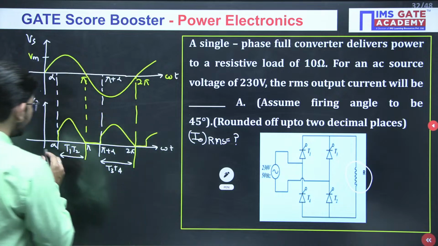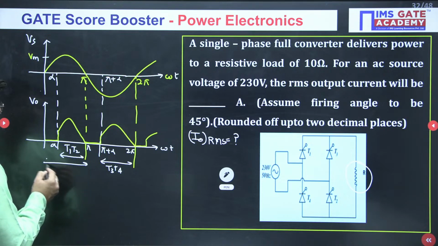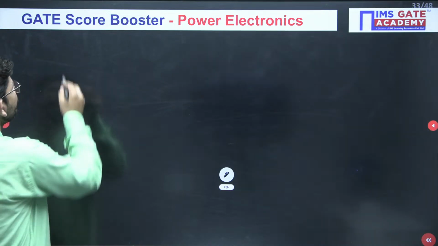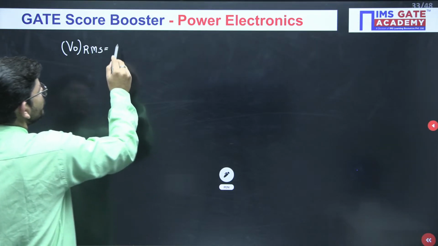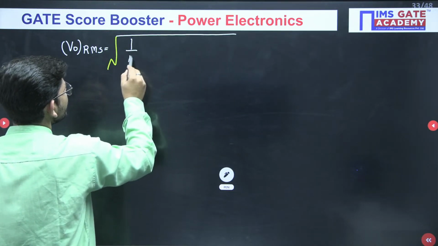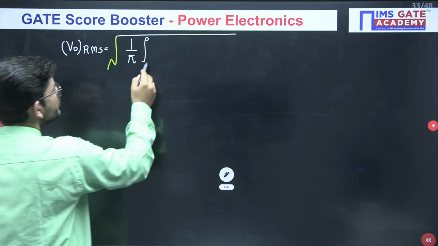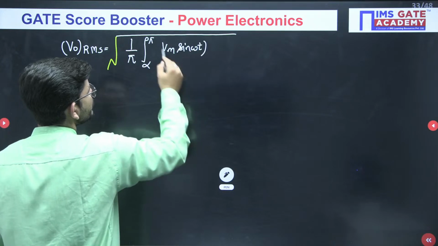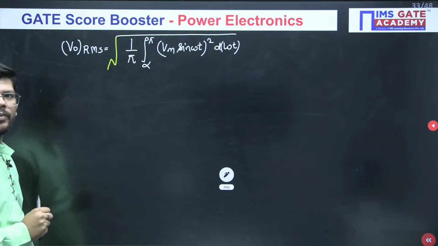Now in this waveform, if you see, this pattern is getting repeated again and again, isn't it? So what will be the time period? It will be pi. So if we calculate the RMS voltage from this waveform, what will we get? Under root 1 by time period. Time period is how much? Pi. And we are getting output voltage for alpha to pi, and at that time the output voltage is exactly equal to the input voltage, so we will integrate the square of the input voltage. So this is what we have to solve.